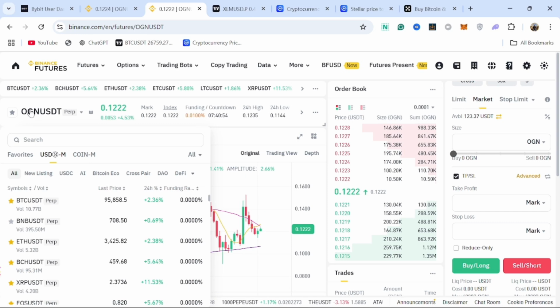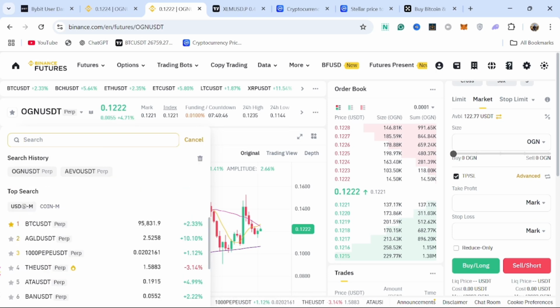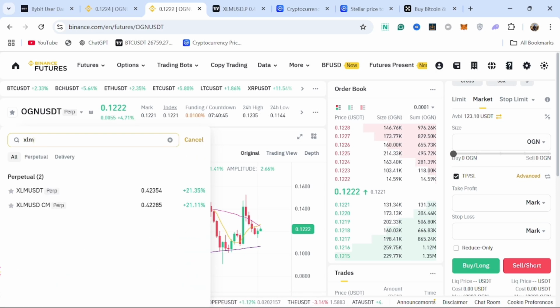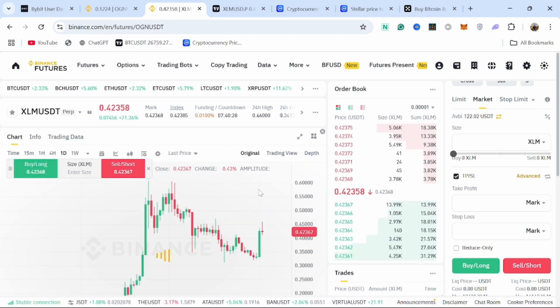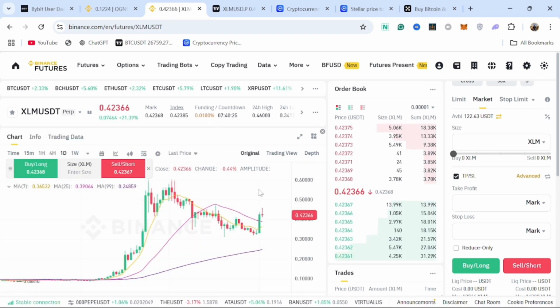Okay, so I just click on the search box you can see here. Once I tap on there, check where my mouse cursor is. Then we search for XLM, that is Stellar Lumens. You select the one with USDT PERP. Don't ever select those with CM or contract. Select USDT PERP, that's what we are trading. So I select USDT PERP. Now you can see the order book and everything will change. Majority of people are entering long on this coin.